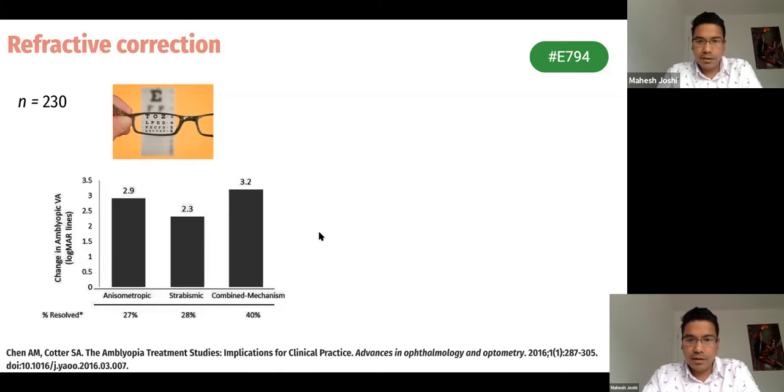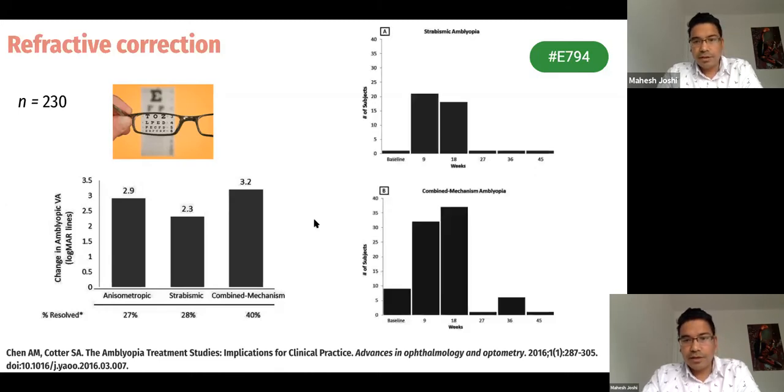In the same research, what they found, and the top one is for strabismic amblyopia, is that most of the visual gain with refractive correction alone occurs within 18 weeks. So once you have prescribed glasses, you should wait at least 18 weeks to see if amblyopia resolves just with the refractive correction. And this is not only for strabismic amblyopia; even for combined mechanism amblyopia, it's still around 18 weeks.